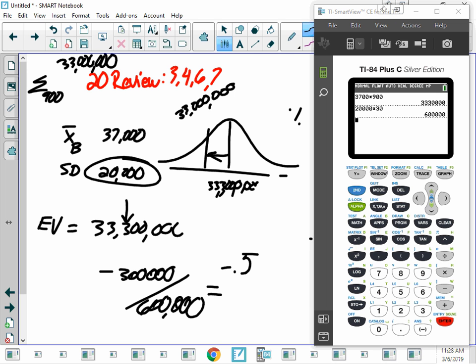Shade norm from negative 0.5 to infinity, yeah. So negative 0.5 to 5. Oh, there's my little tiny graph. And I get 69.1%.